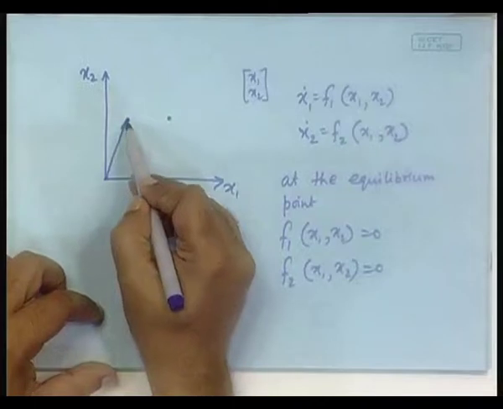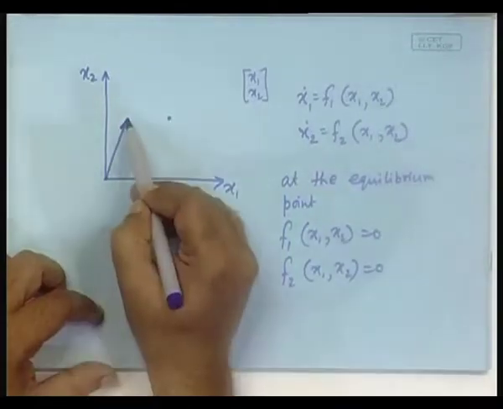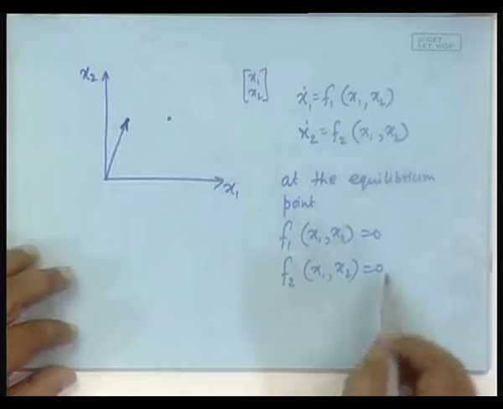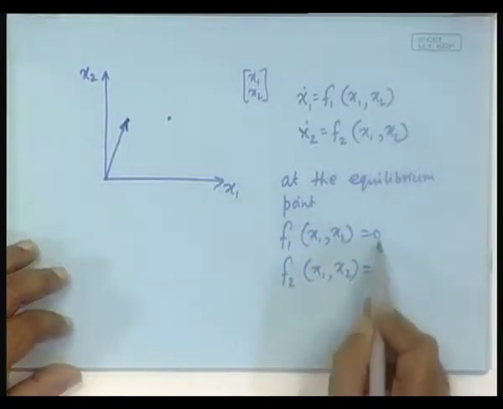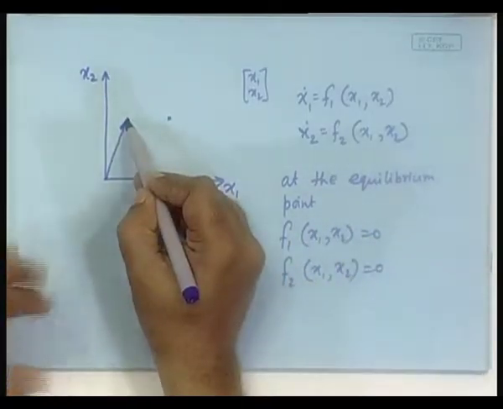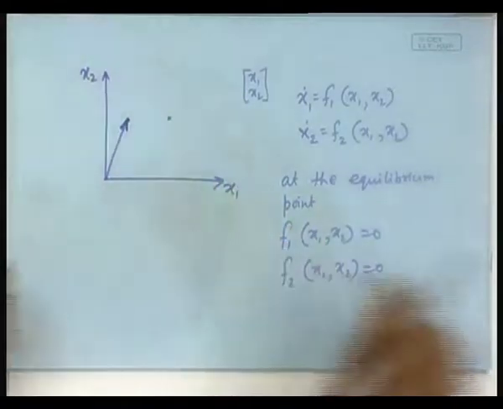And then this x1 x2 point will be an equilibrium point when this is satisfied. If it is an equilibrium point, then it does not move. Okay. So, that should be understood.